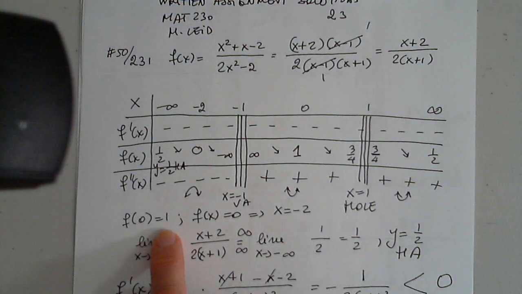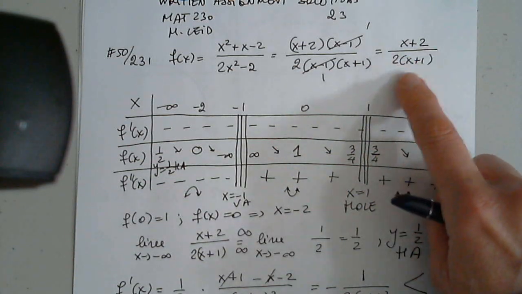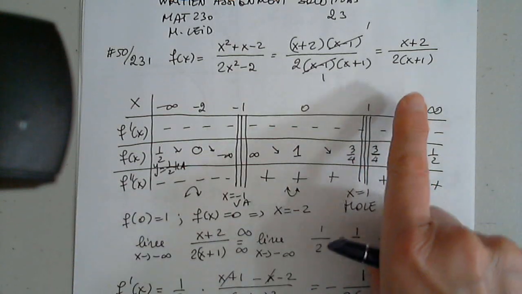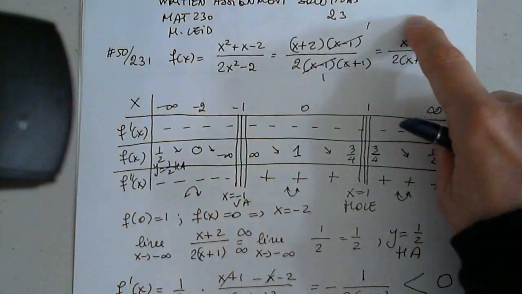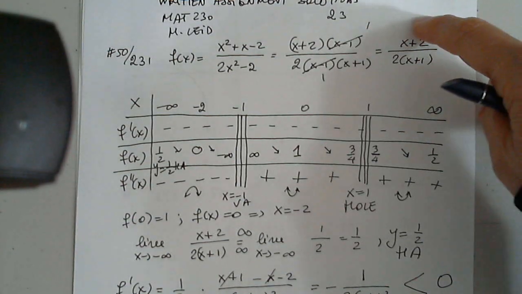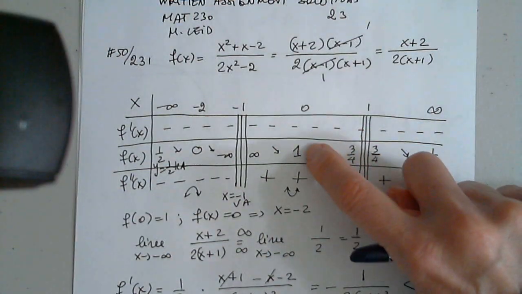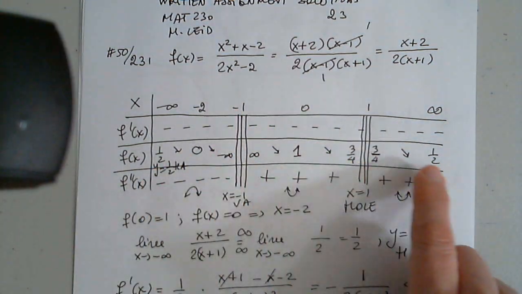So I plug in 0, and I get 1. 0 plus 2 over 2 is 1. I solve the equation f of x equals 0, but I have that right there in front of me. This is a fraction. A fraction is 0 when the top is 0. That's how I get x equals -2. The intercepts are 0, 1 and -2, 0.